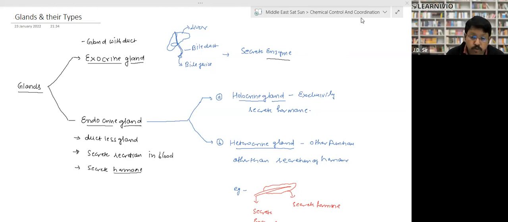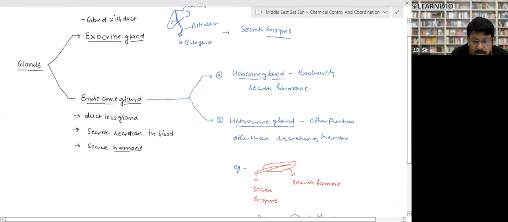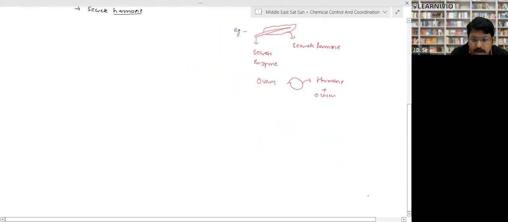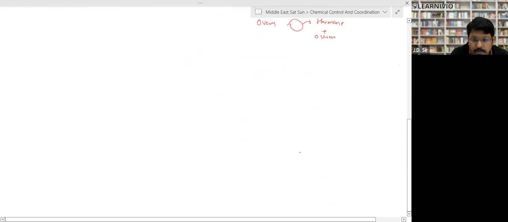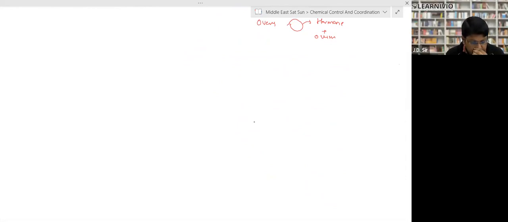Next point, now write the definition of hormones. Hormones are non-nutrient chemicals which act as intercellular messenger and are produced in trace amount.